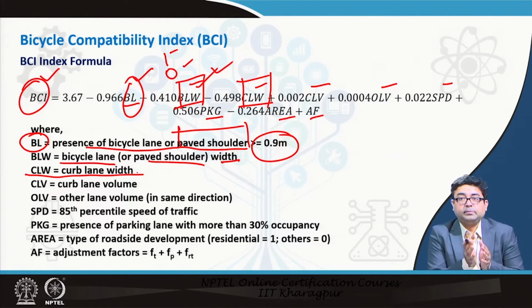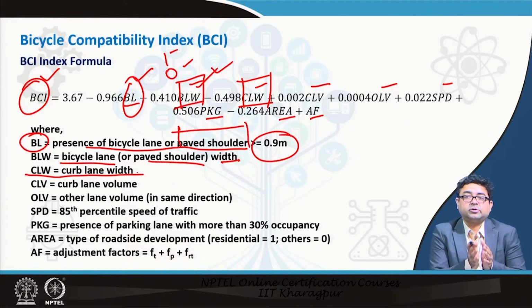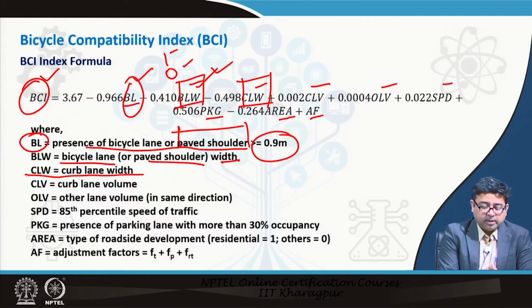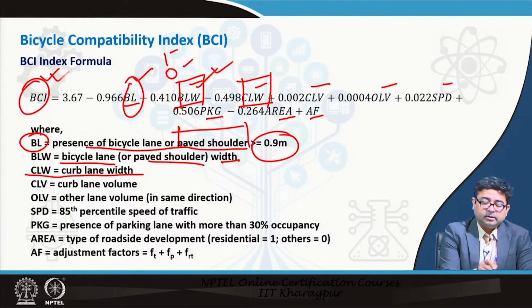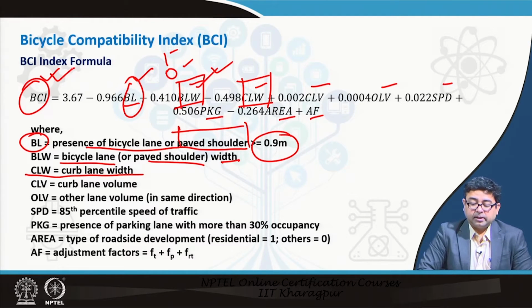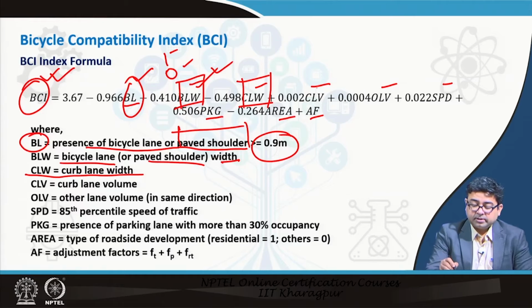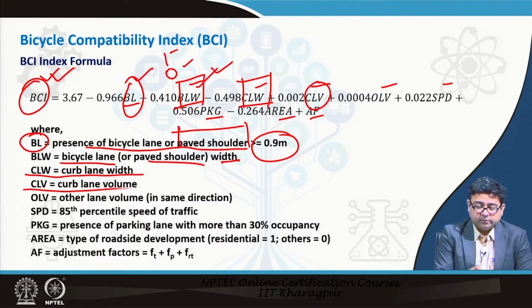So, the lane that is next to the bicyclists and closest to the curb is called the curb lane, and the width of that curb lane is what plays an important role in impacting the compatibility index. The next one is the curb lane volume. So, the width of that lane and the volume of traffic on that curb lane.